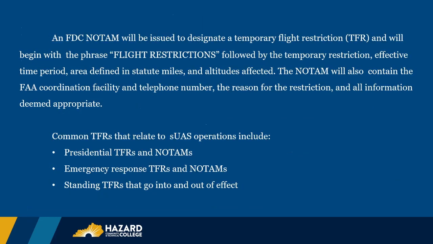An FDC NOTAM will be issued to designate a temporary flight restriction, or TFR, and will begin with the phrase flight restrictions, followed by the temporary restriction, effective time period, area defined in statute miles, and altitudes affected. The NOTAM will also contain the FAA coordination facility and telephone number, the reason for the restriction, and all information deemed appropriate. Common TFRs that relate to SUAS operations include presidential TFRs and NOTAMs, emergency response TFRs and NOTAMs, and standing TFRs that go into and out of effect.